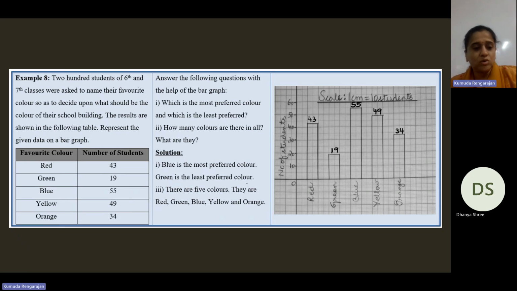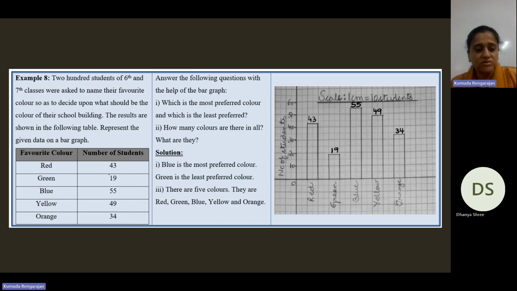See on the y-axis. So x-axis is the favorite color. This is the x-axis. This data is written along the x-axis. And this one is written along the y-axis. Okay. So on the y-axis, looking at the numbers, we have chosen a scale of 1 centimeter is equal to 10 students, because this is students, no?